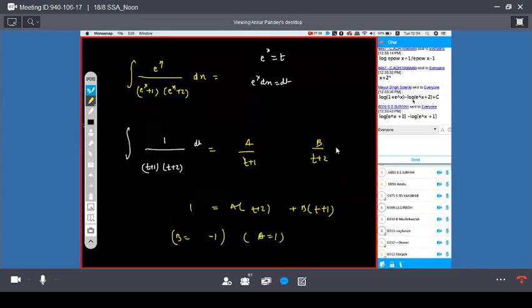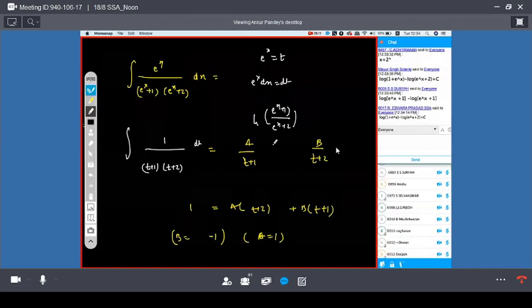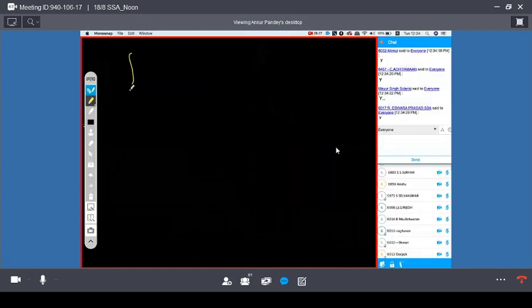And yes, whoever answered this was correct. Log of e to the power x plus 1 by e to the power x plus 2. Sure. So you will have to just analyze the pattern. By pattern, what? Simple question, integration of dx upon x minus x square. Quickly.